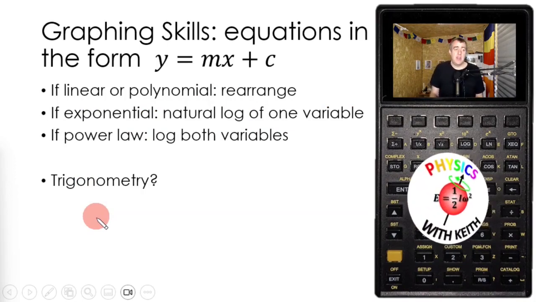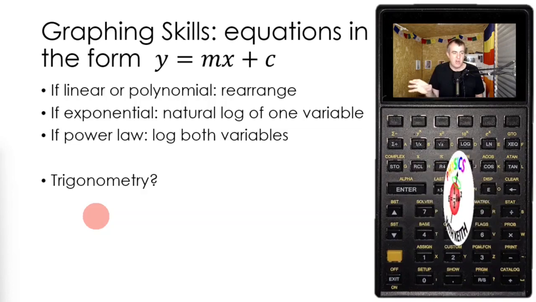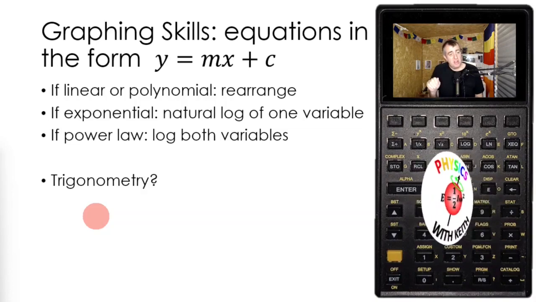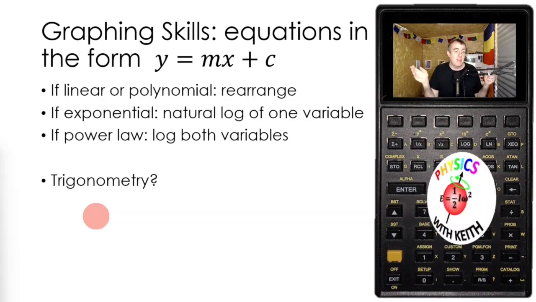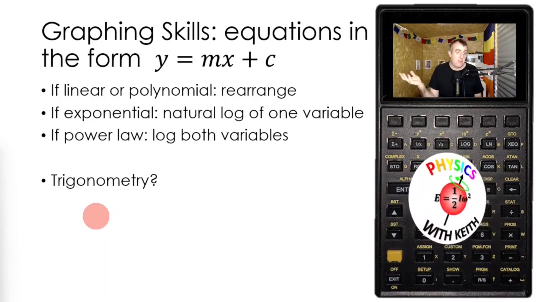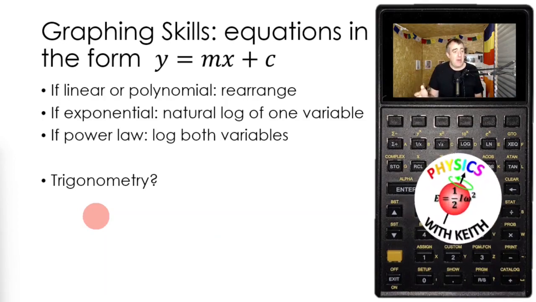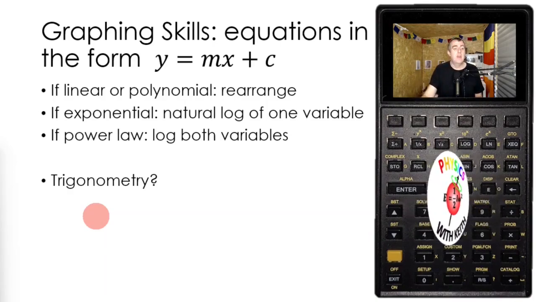So any linear relationship or any polynomial, you can just rearrange it, usually. If it's an exponential, you're going to have to do the natural log of everything, actually, and then plot the natural log of one of the variables versus the other variable. And if it's a power law, you're going to plot the log of two variables.